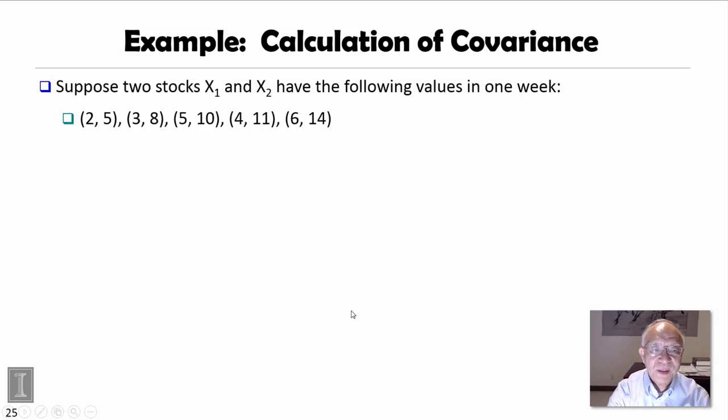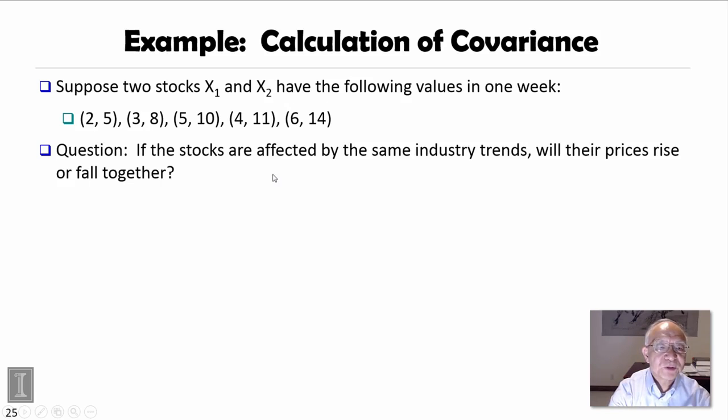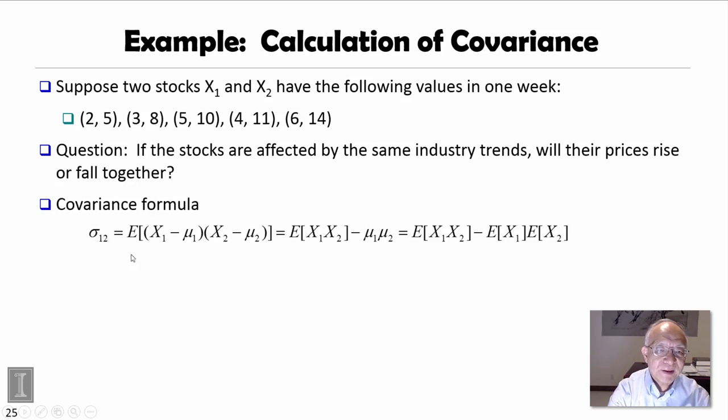Now we look at a concrete example. Suppose we have two stocks, x1 and x2. They have the following values in 1 week, like these 5 pairs of values. Then the question is whether the stocks are affected by the same industry trends, that means whether their prices will rise or fall together. Then we calculate their covariance. We will be able to know whether they are positively or negatively correlated.